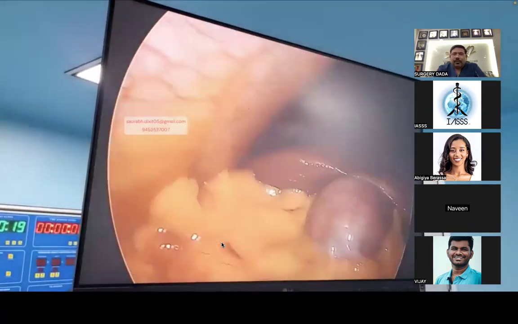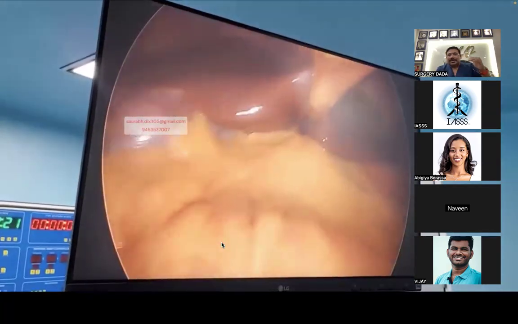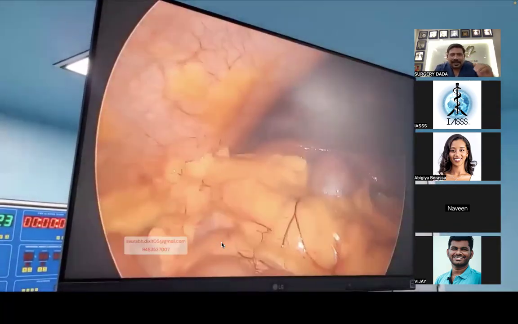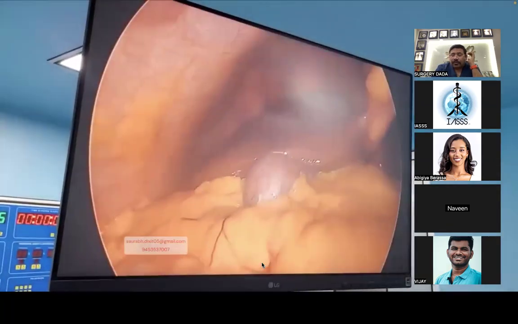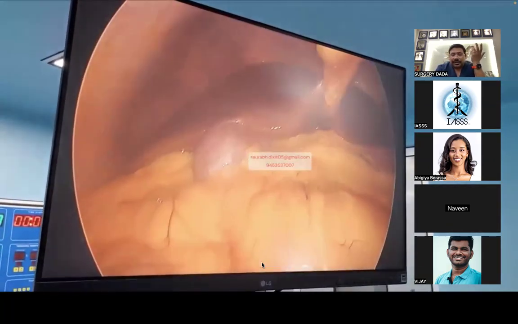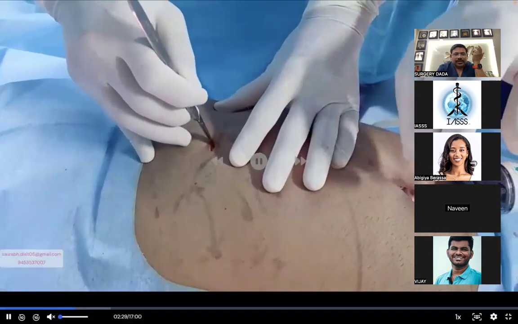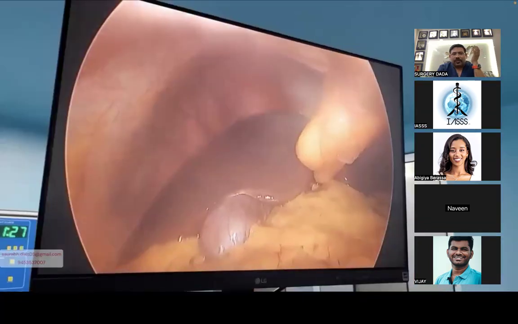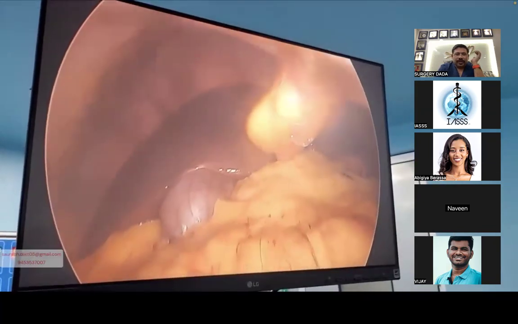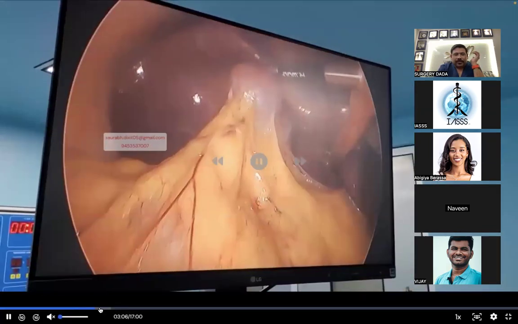The next very important thing, this is the classical rising sun sign that we have. The next important thing is, where is the Rouviere sulcus? Because without the Rouviere sulcus, you will not be able to start the surgery. So you can say we have made the ports. I'm not going into that, so let us quickly skip that part and go.